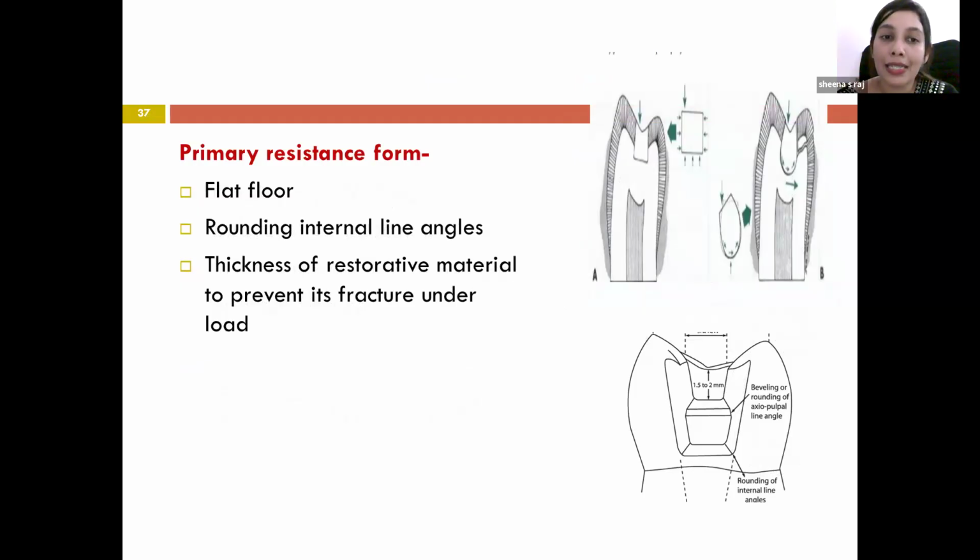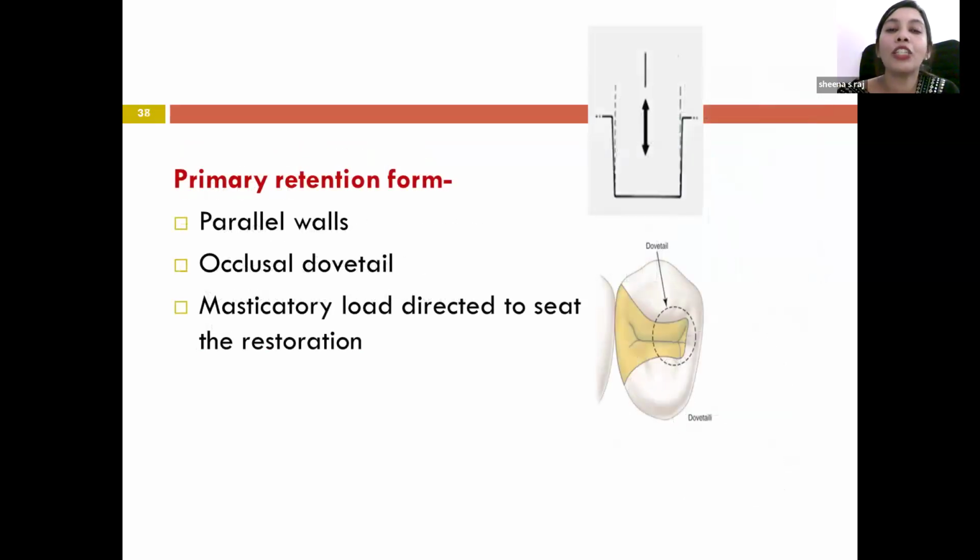Next is the primary resistance form. We know that a flat floor will be there. All the internal angles should be rounded off. The thickness of the restorative material should be sufficient to prevent fracture under load. Hope you understood. Primary retention form means you should have parallel walls, or there is a 2 to 5 degree taper in a single wall.